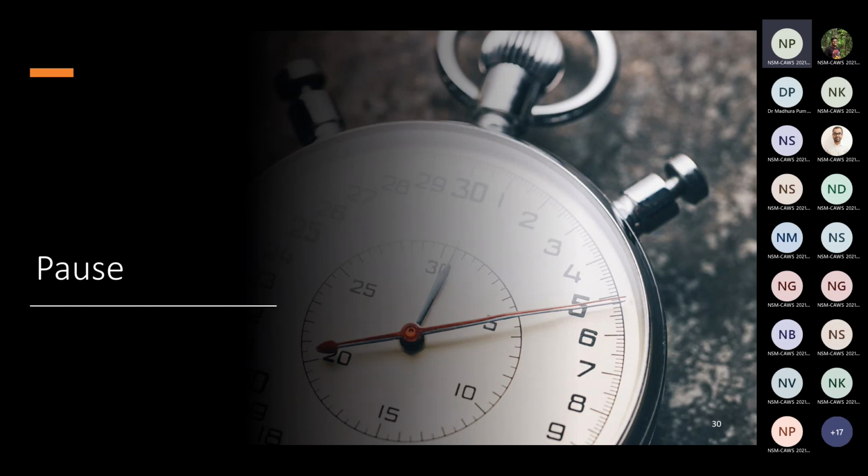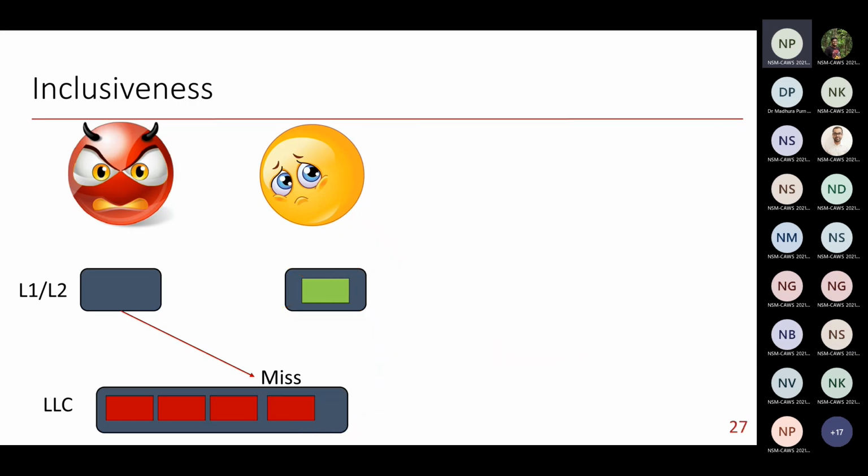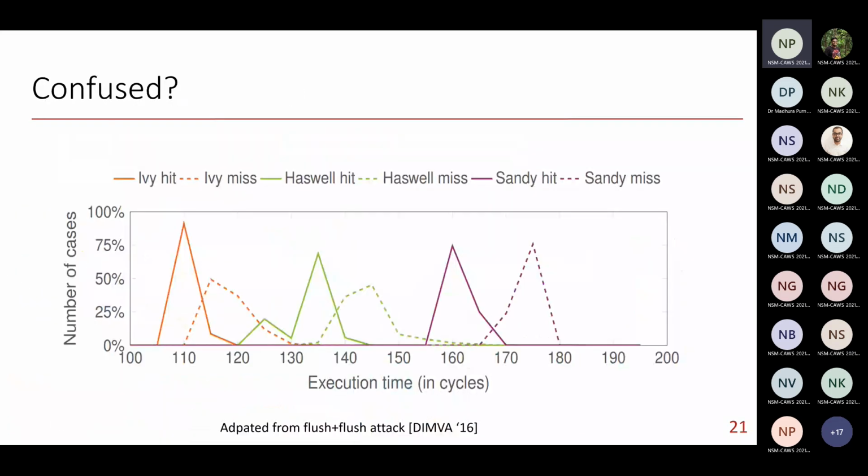Okay, there's a question from Prithvi. In the flush and flush attack, how is the attacker benefited since there is no data manipulation or usage by the attacker? Yeah, so let's look at the flush and flush.